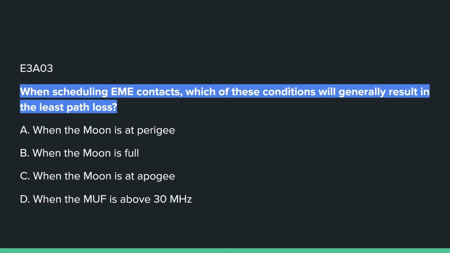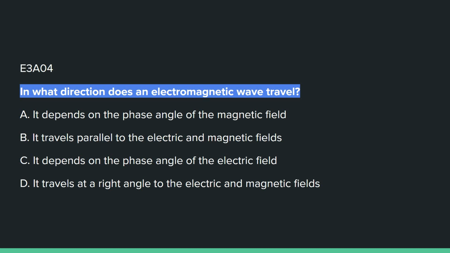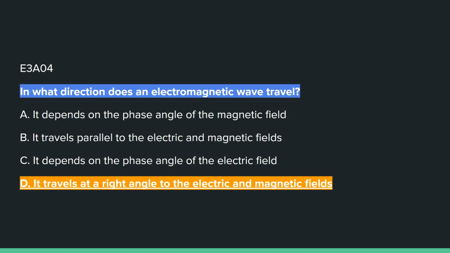E3A03, when scheduling EME contacts, which of these conditions will generally result in the least path loss? A, when the moon is at full perigee. E3A04, in what direction does an electromagnetic wave travel? Answer is D, it travels at a right angle to the electric and magnetic fields.